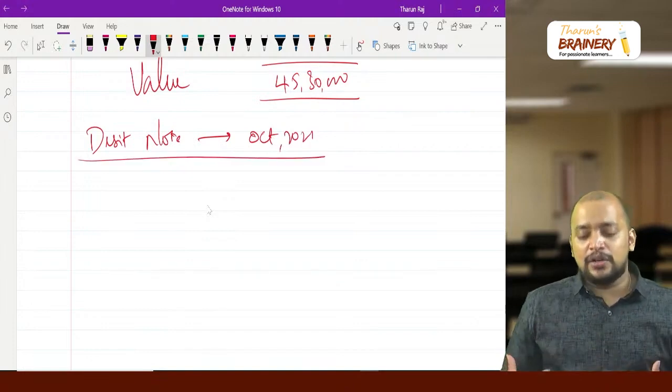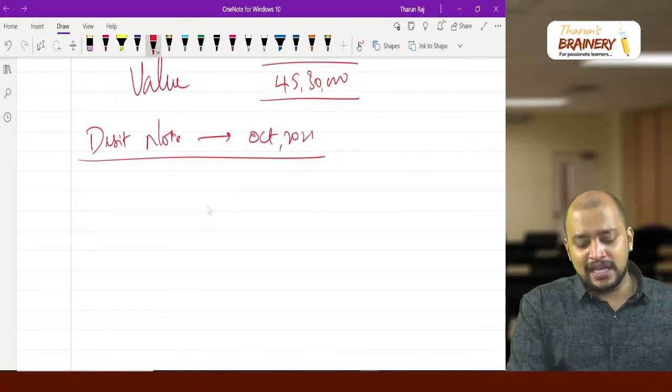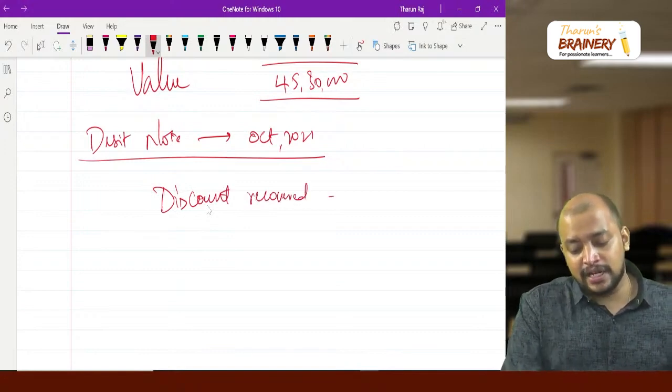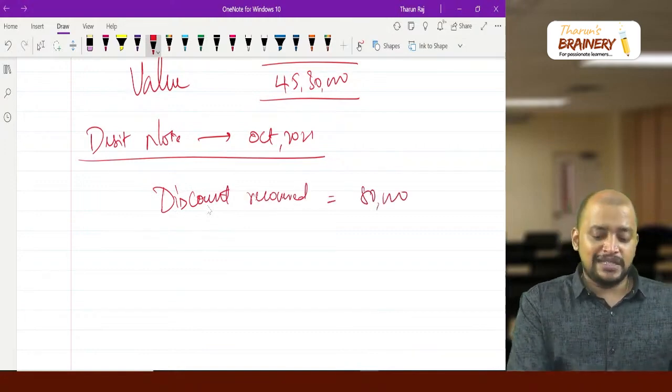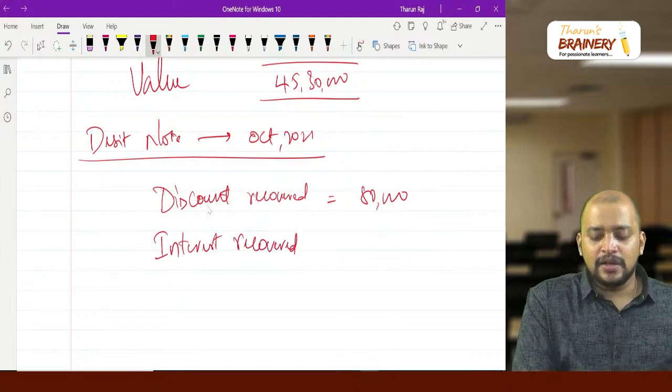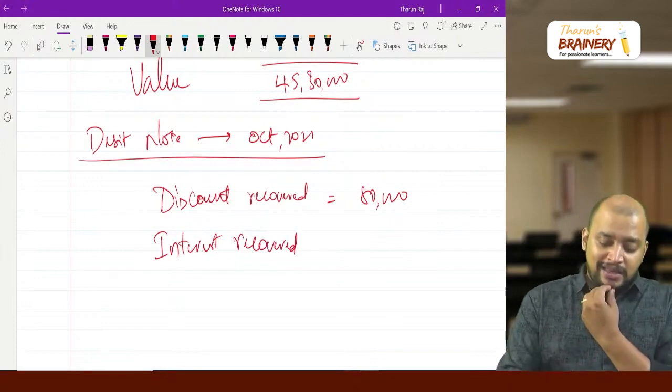So, in the debit note, what will they do? First, they will recover the discount. How much is the discount recovered? The discount recovered is 80,000, plus interest. What is the interest that is recovered? The interest recovered is 1% for every month or part thereof.